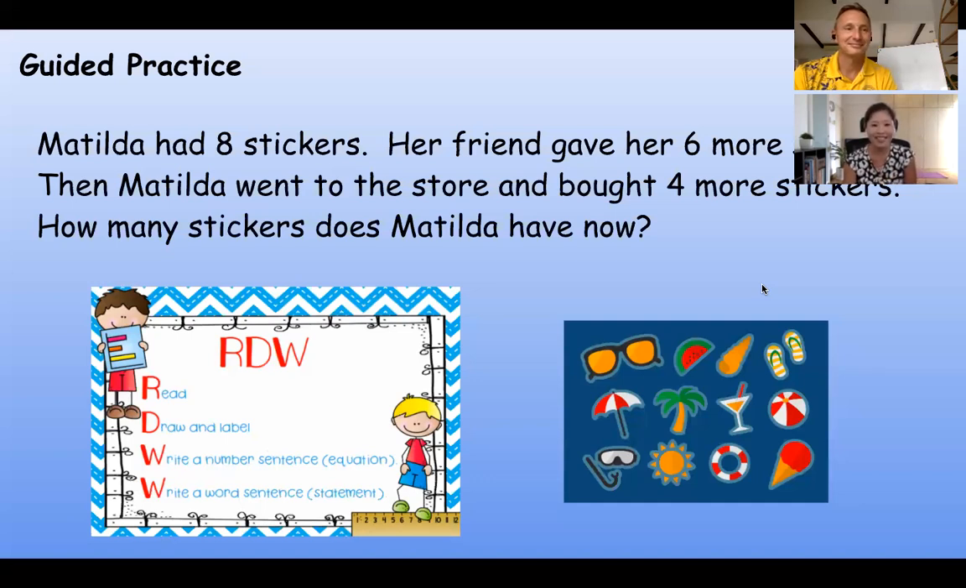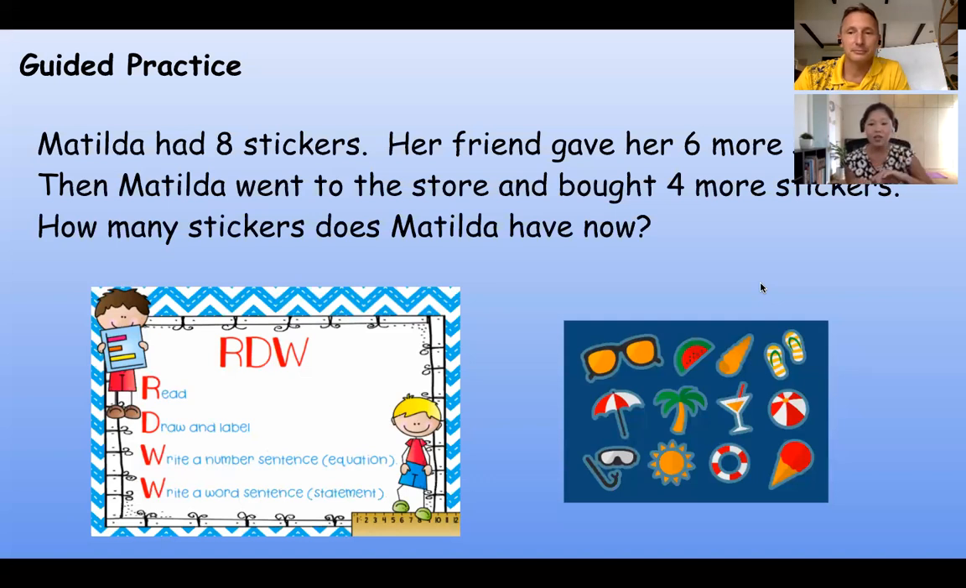Okay, so it goes like this. Matilda had 8 stickers. Her friend gave her 6 more stickers. Then Matilda went to the store and bought 4 more stickers. How many stickers does Matilda have now? Whoa, lots of information, right, Mr. Regan? That is a lot. That's a lot to follow. Yes. So you know what? We're going to go back and reread the problem, and we're going to stop and solve the first part. Then we'll read the rest and solve the second part, okay? Because remember, it has 2 steps.